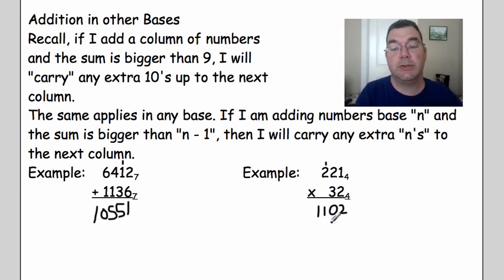3 times 1 is 3. 3 times 2 is 6, but 6 base 4 is a 4 and a 2, so that would be like 12. Okay. And then 3 times 2 again is 6, which is like 12, plus 1 is 13.